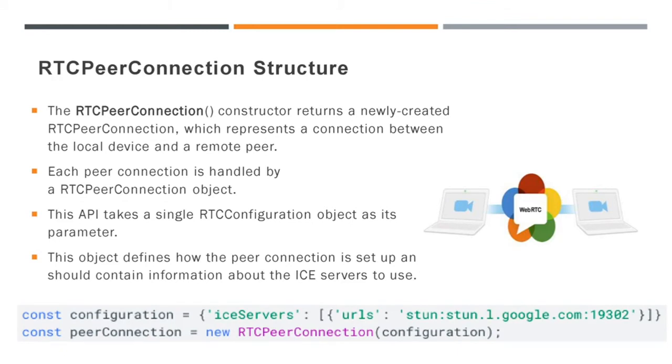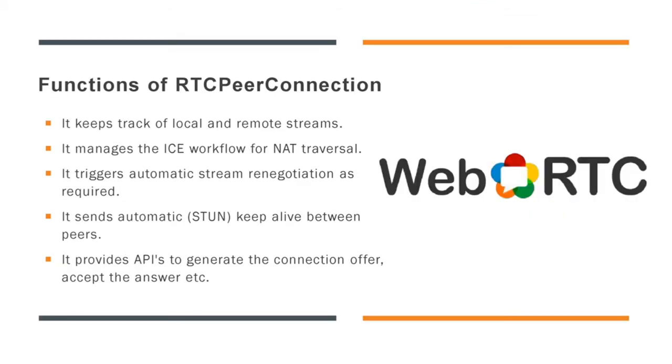Next let us see what are the main responsibilities of the RTC Peer Connection. The responsibilities are: RTC Peer Connection keeps track of local streams and remote streams. It manages the ICE workflow for NAT traversal. RTC Peer Connection triggers automatic stream renegotiation. It sends automatic keep-alive messages between peers so that the connection will stay alive. Last but not least, it provides APIs to generate the connection offer and answer. This is possible through some of the RTC Peer Connection functions.